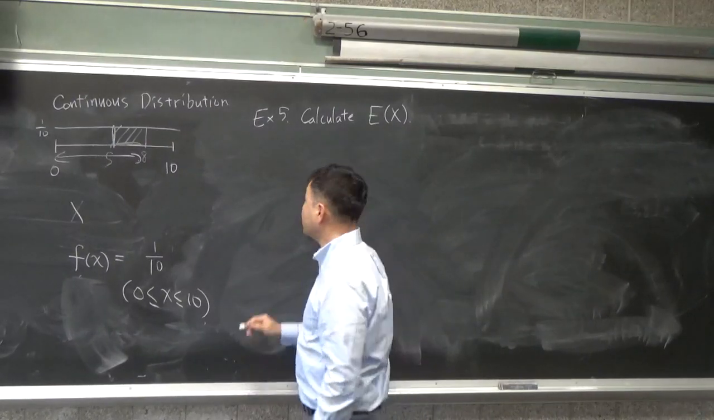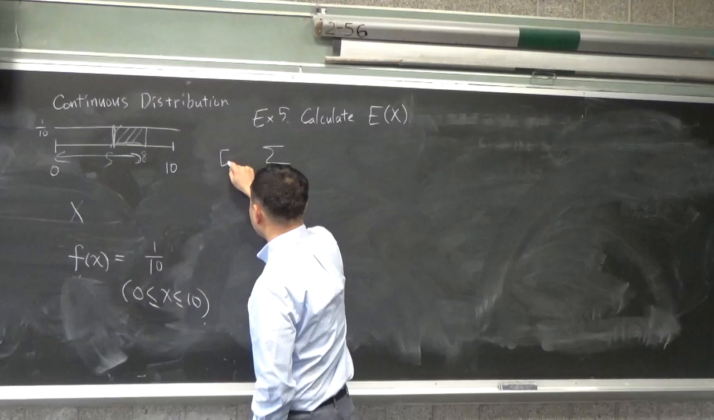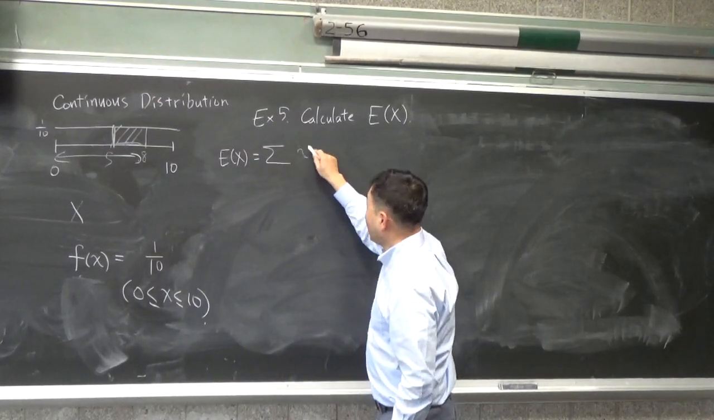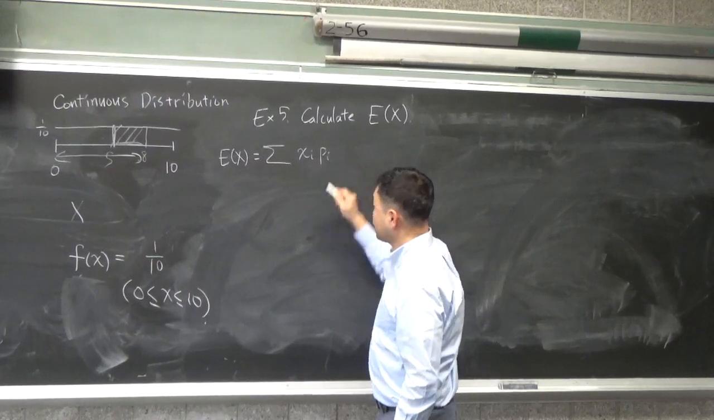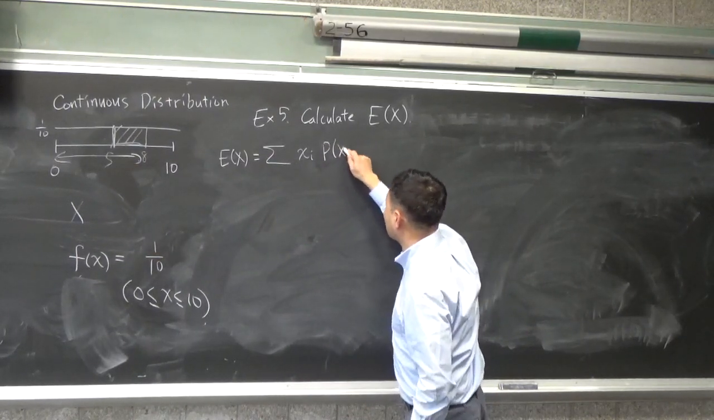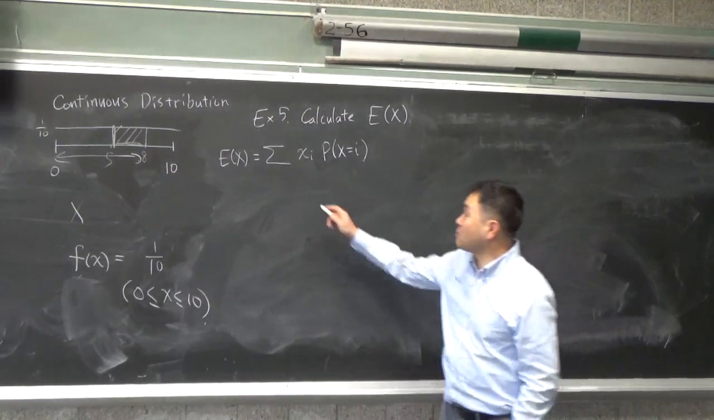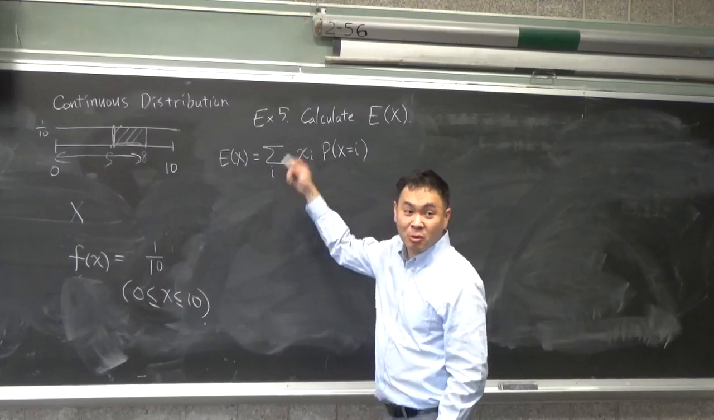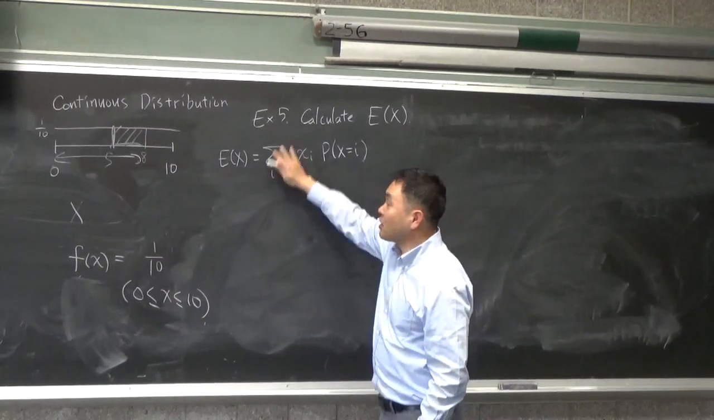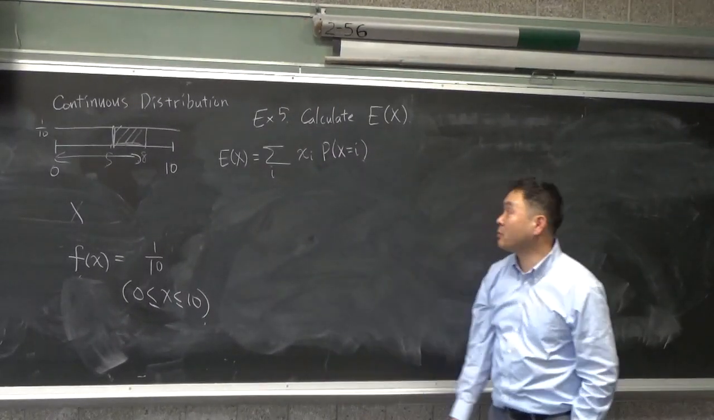Calculate E of x. Now, we learned that E of x is the sum of xi pi, right? Here pi really means the probability that x would equal i. And you add up from i equals 0 through n, if it's binomial, or in other cases, just find all the possible values of i and add them up. That's how you do E of x, right?